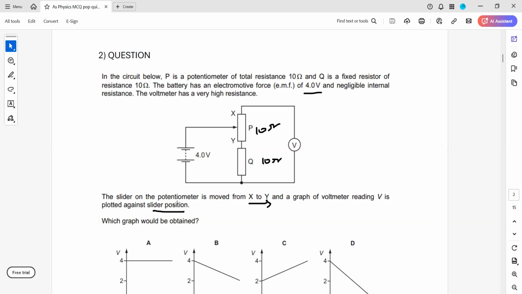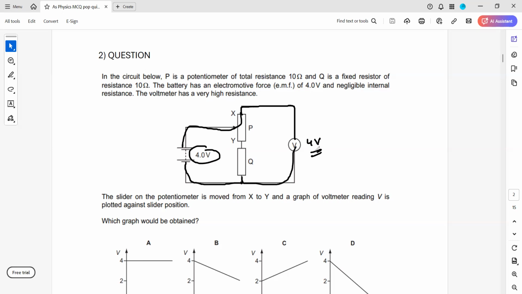Now, as you see, the voltmeter is connected here. So the voltmeter is actually in parallel to the battery, the supply. So if the voltage of the supply is 4 volt, what will be the voltage here? The total voltage will also be 4. It is irrespective of the position of the sliding contact. Like, let's say the sliding contact is at position Y.